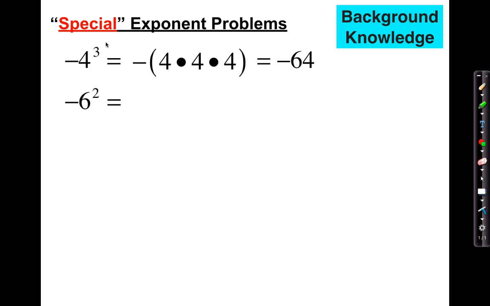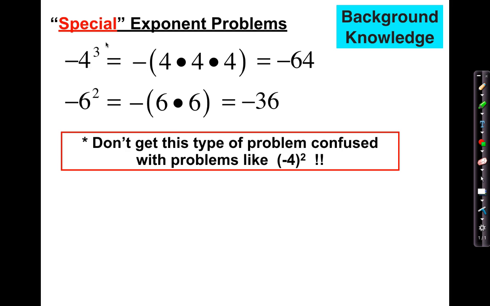We talked about special exponent problems and how we would read them. In this case, we would read this as the opposite of 4 cubed. Okay, and this is how you would express it. This one would be read as the opposite of 6 squared, and this is how you would express it. So please remember that it's not the same as something written like this. Here, this is not the opposite of 4 squared. This is actually negative 4 squared. So it's important to understand the difference between the two.